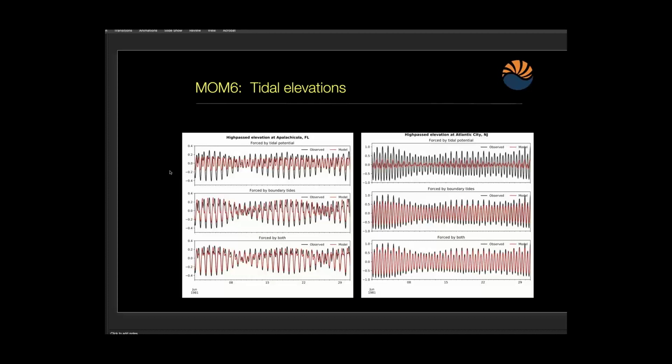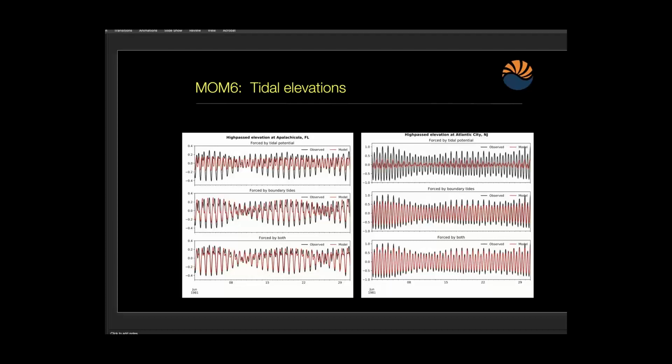Explicit tides into MOM6. You can see here in the first row two different locations: one is in Atlantic City, and one is Apalachicola in Florida, so on the Gulf side. You see the results if you're only using the tidal potential that's already built into global MOM6, and if you're only using the forced boundary as has been implemented as an open boundary condition, and you get a much better solution when you combine both of those.